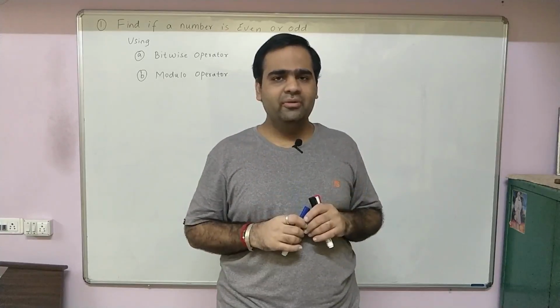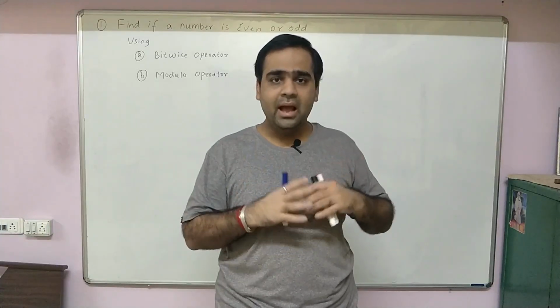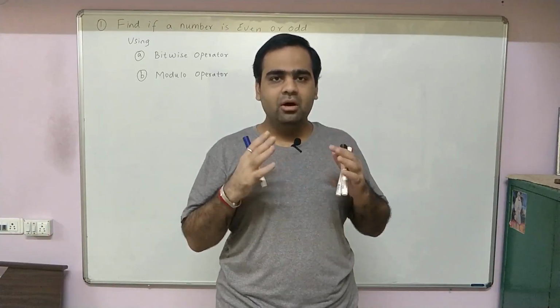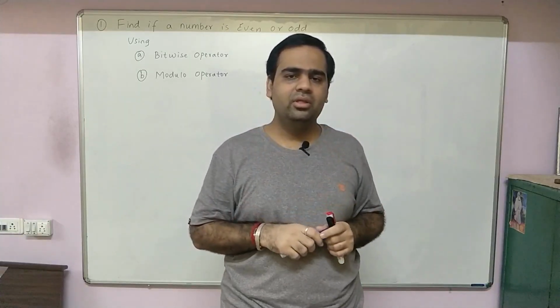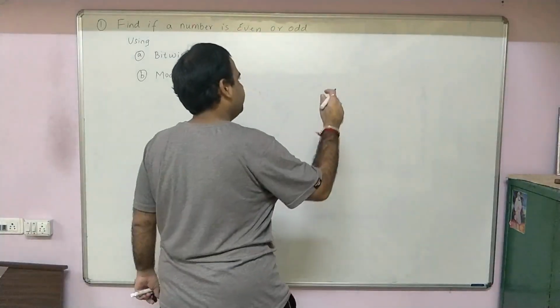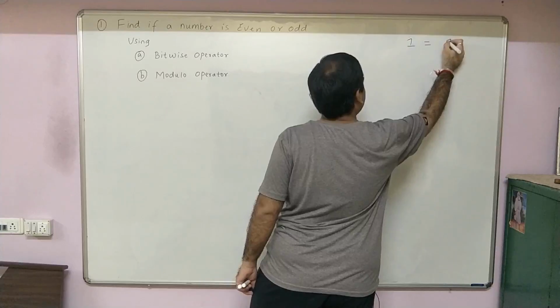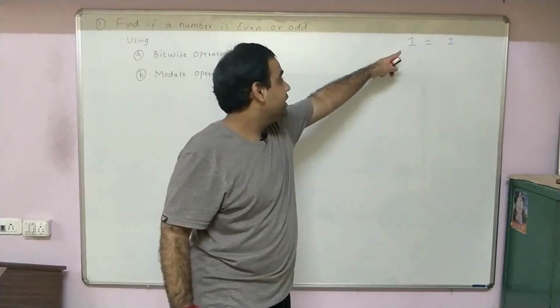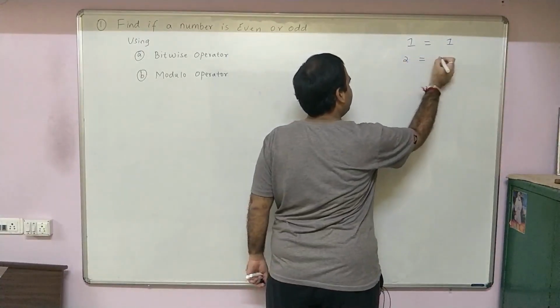For using bitwise operators, we need to convert that number to binary and observe the pattern. By the pattern we will come to know how to find if the number is even or odd. Let's say this is decimal number 1, in binary we write it as 1. This is decimal, that is binary, 1 is 1. And if I write 2, what is it in binary?